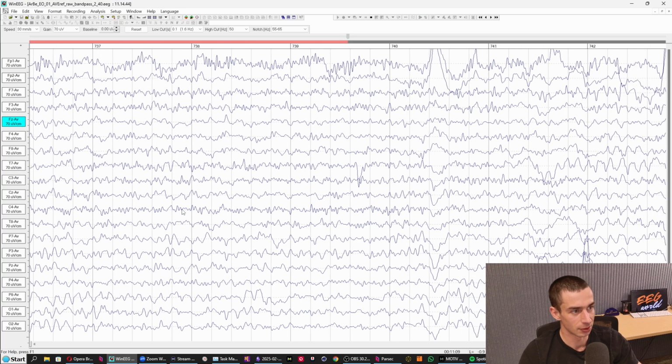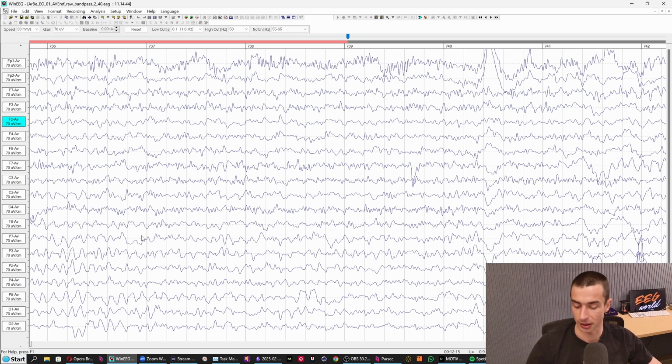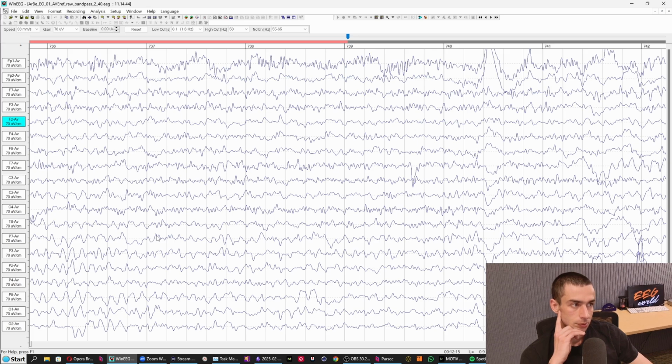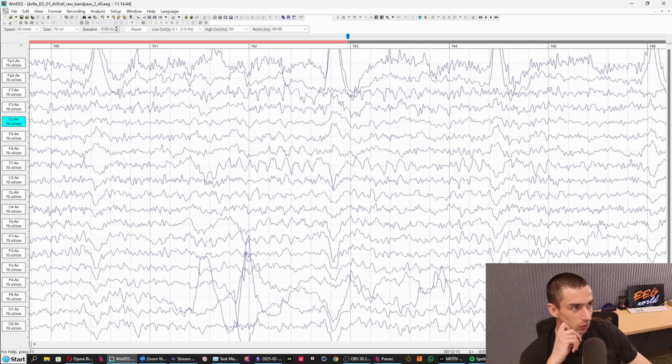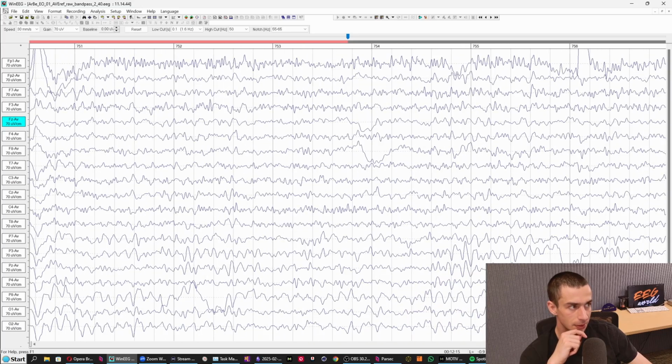So this is a good example of the background where we see mostly alpha at the back of the head and then mostly beta at the front of the head. It's kind of a striking difference. We expect for there to be some anterior to posterior gradient in the amounts of alpha. But this amount of frontal beta might be a sign of a kind of cortical irritability or hyperexcitability.